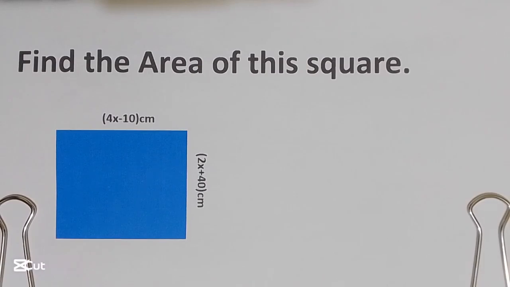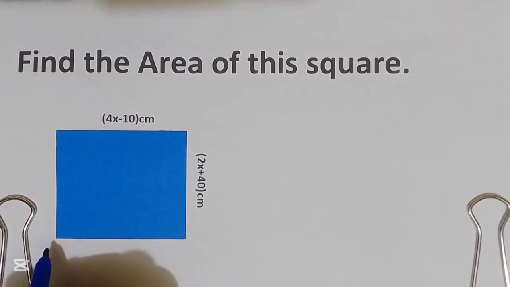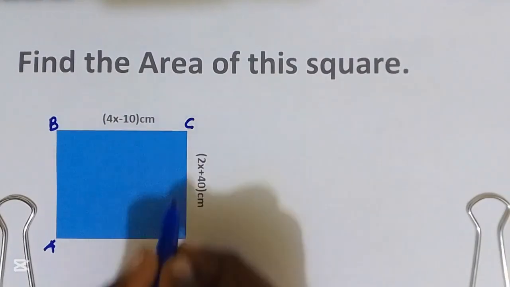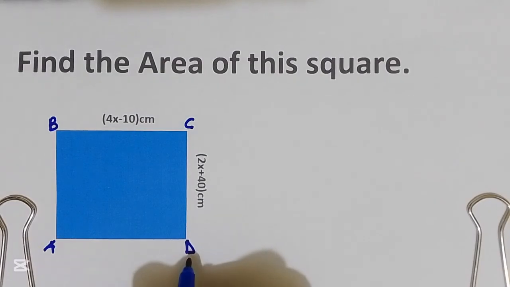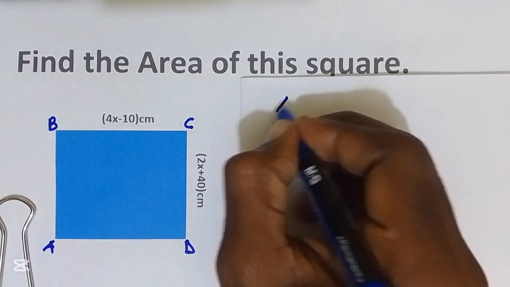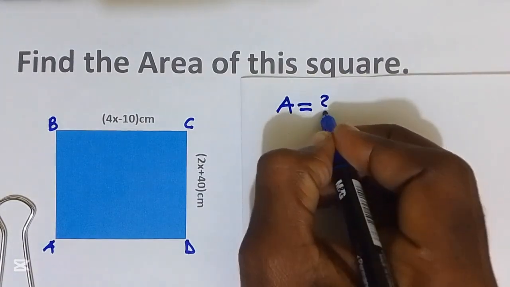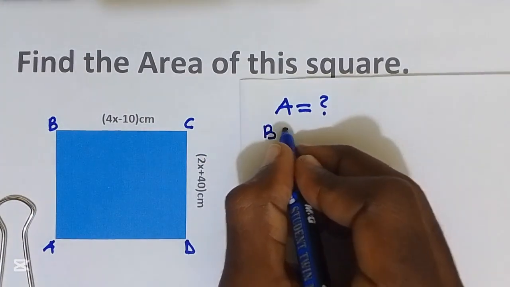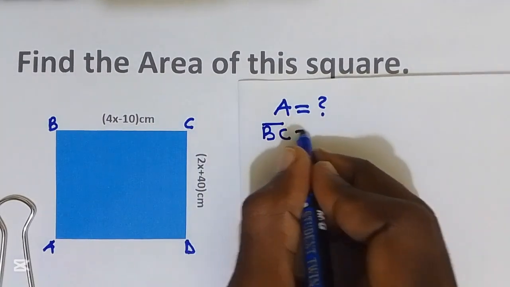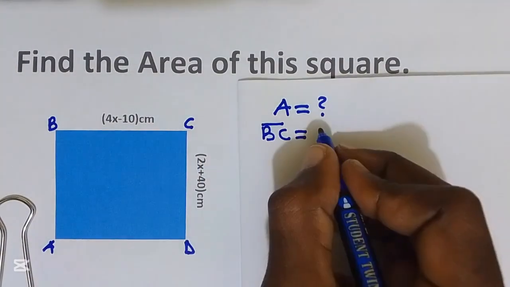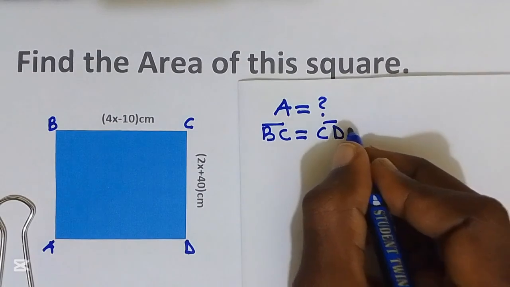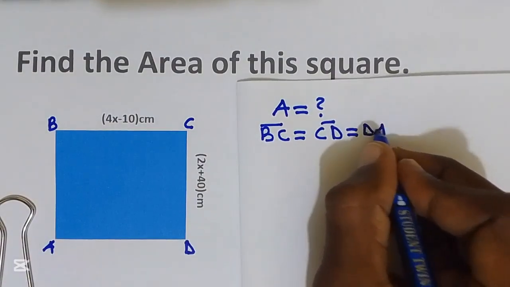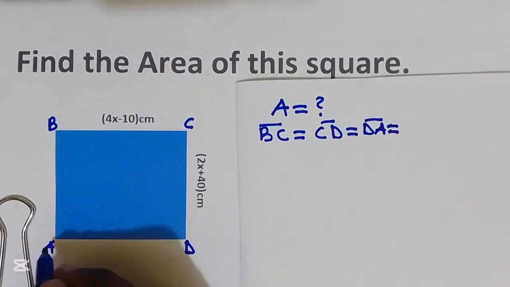We are required to find the area of this square. Let's name our square as A, B, C, D. We need to find the area, and since this is a square, distance BC is equal to CD, this is equal to DA, this is equal to AB.